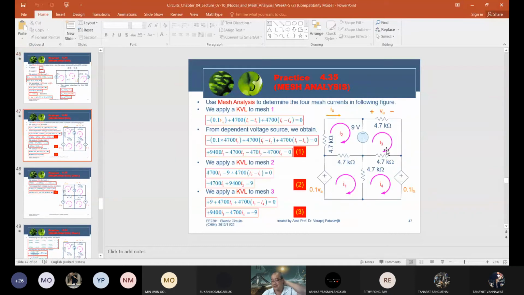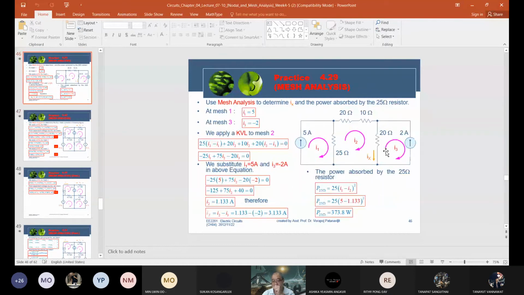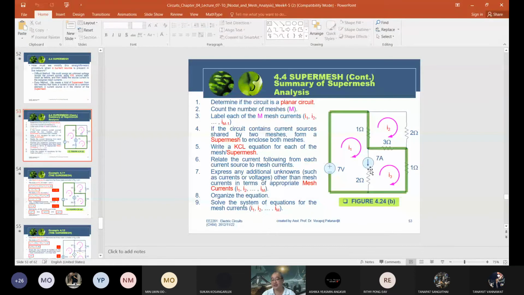But in the case that it has some current source located between two meshes, this is unavoidable. You must form a supermesh instead. Form a supermesh, and you apply the KVL not to the simple meshes, but to that supermesh immediately. When you apply one supermesh, one KVL equation is gone.